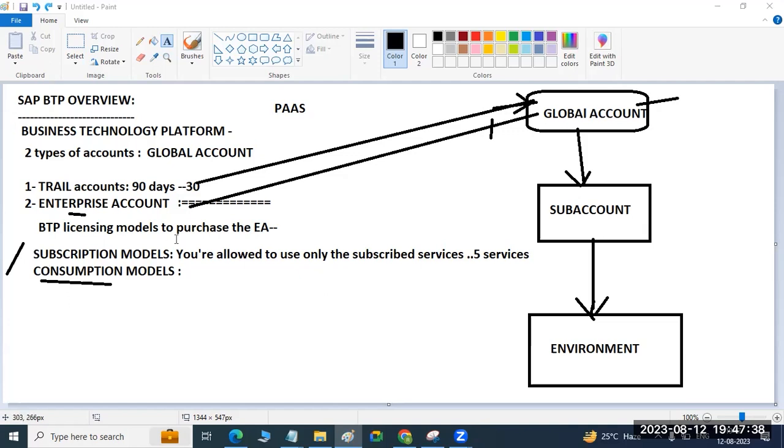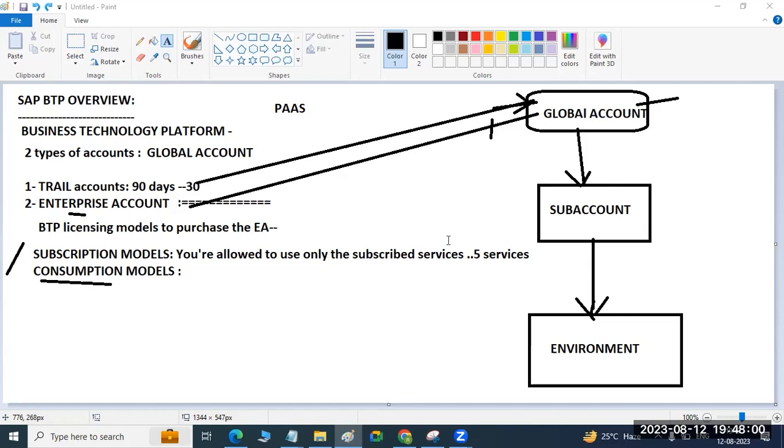At that time you can go for the subscription based model, which means you are allowed to use only that one service. You are allowed to use only that service. So that is a fixed cost monthly. This many dollars monthly you have to pay for that customer.